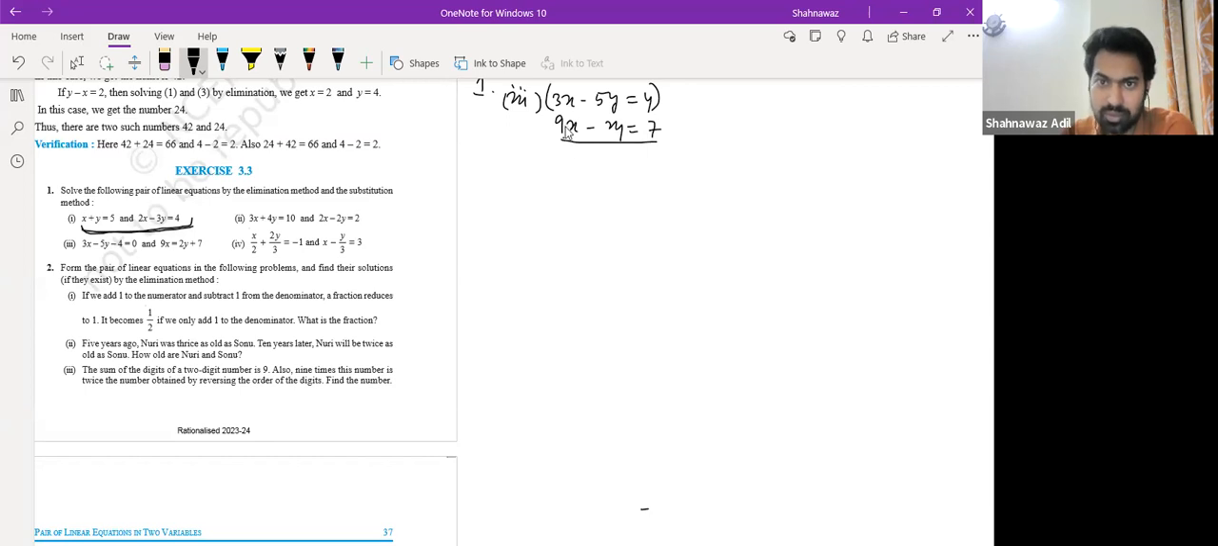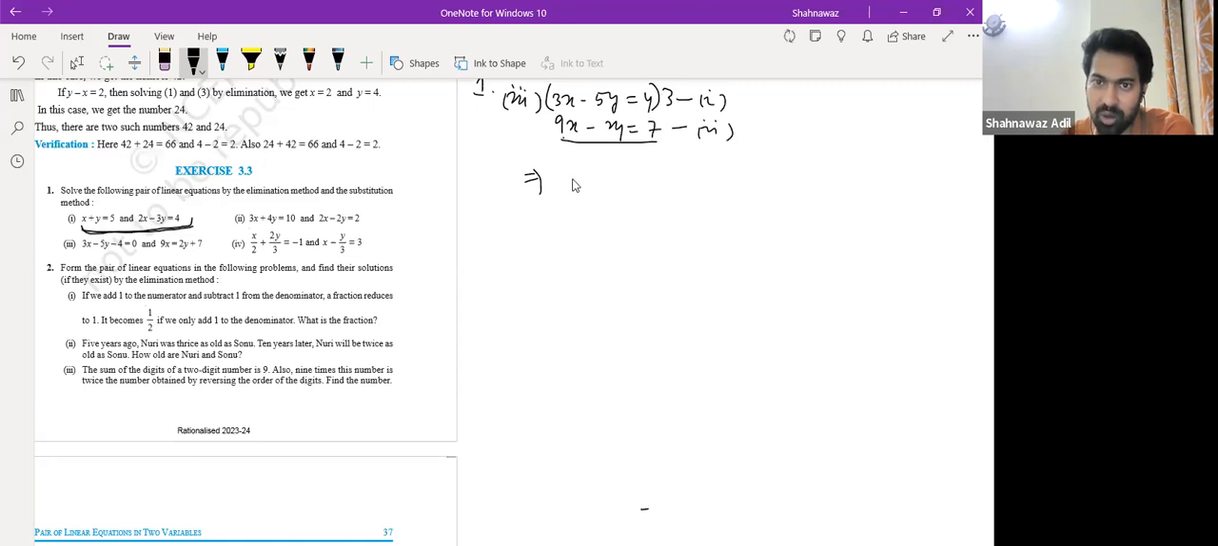9. We have 3 already, and we have to make it 9, so we should multiply it with... If I multiply it with 9, this would become 27x. We want to make it 9x. So what should we multiply here? Multiply 3 and see what is coming, right? So if I multiply it by 3, what would come out?